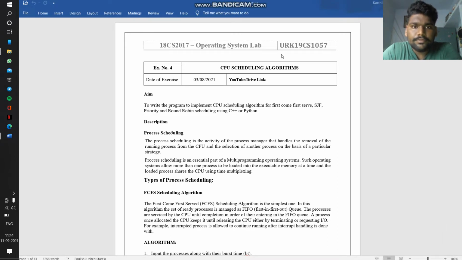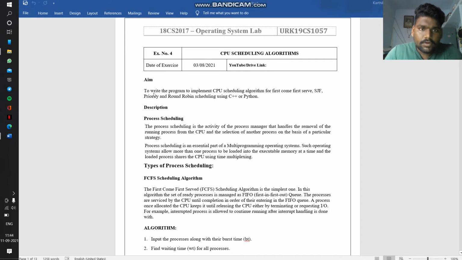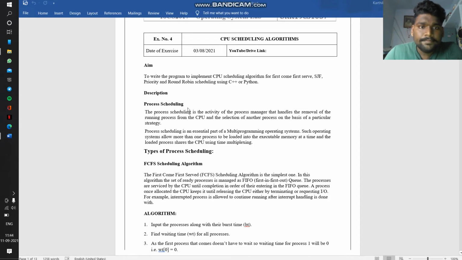Today I'm going to discuss CPU scheduling algorithms in Operating Systems Lab Exercise 4. The aim is to write a program to implement CPU scheduling algorithms for first come first serve, SJF, priority and round robin scheduling using C++ or Python.